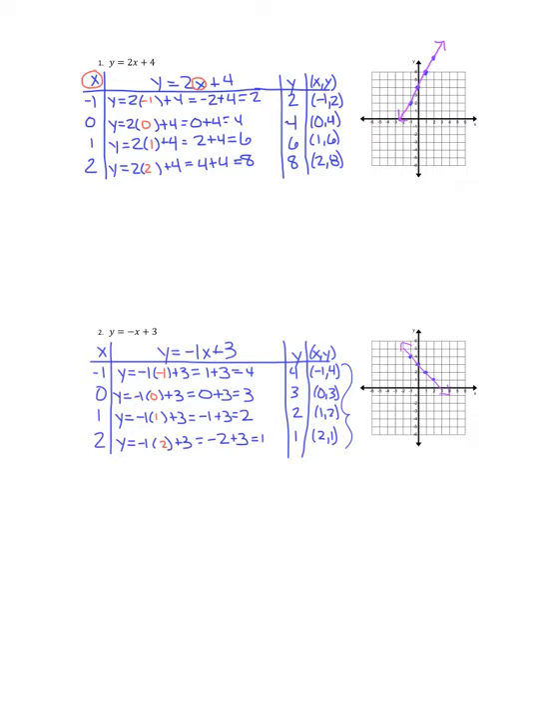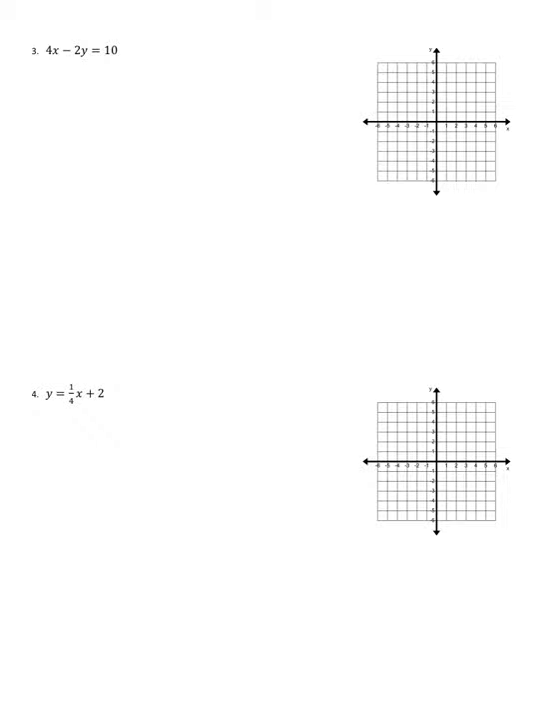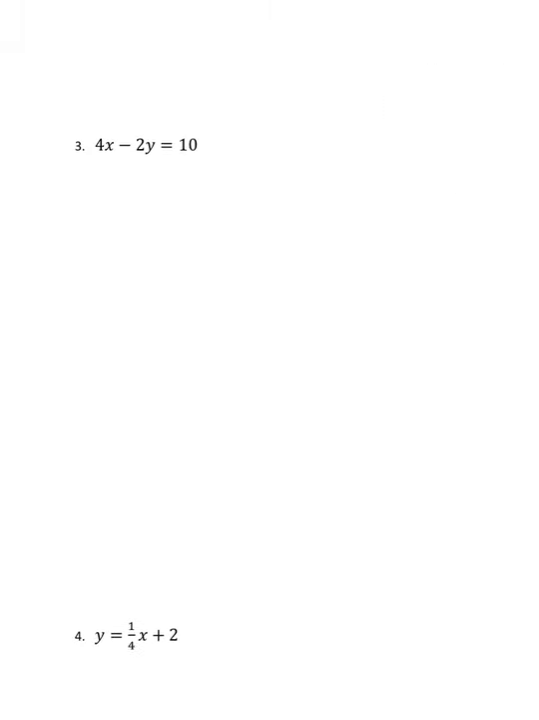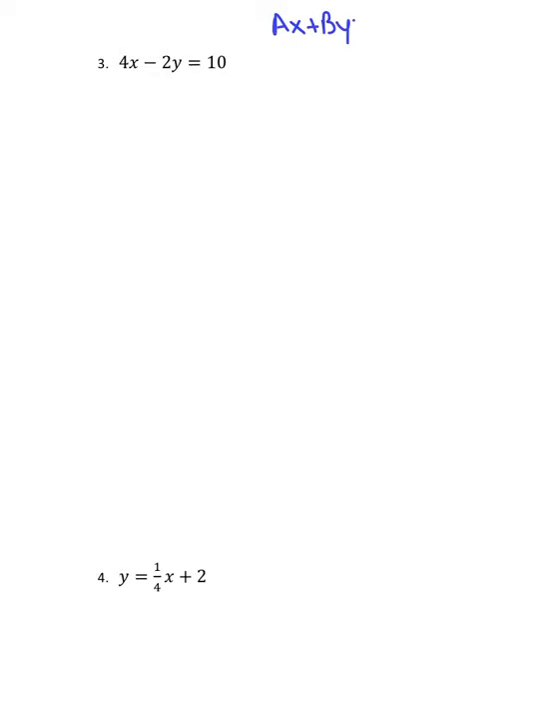So now I'm going to go to the next page, and we're going to do this problem here. Now this one's a little bit different because this is not in slope-intercept form. This is what we call standard form, ax plus by equals c. When you talk about the standard form of a linear equation, we're talking about a linear equation that looks like this problem. We see a lot of these in Algebra 1.